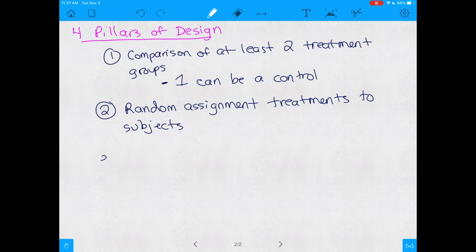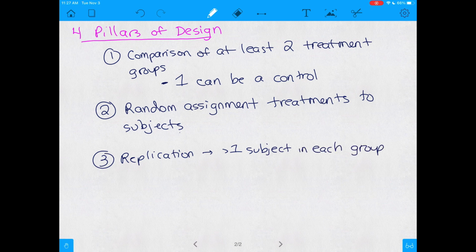The other important thing is that we have replication, which means we have more than one subject in each group. And so within each experimental group or within each treatment group, you have more than one person, so we have something to compare these people to. This stands to reason anyway. You're probably not going to be able to draw a great conclusion if you only are creating this environment with one person. Not very many people are going to take your study seriously because it's only one person.